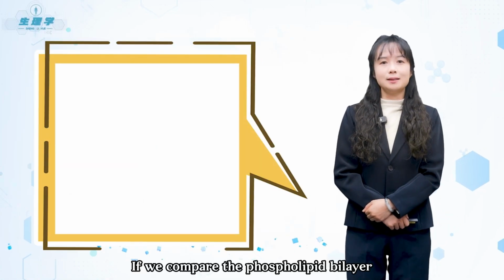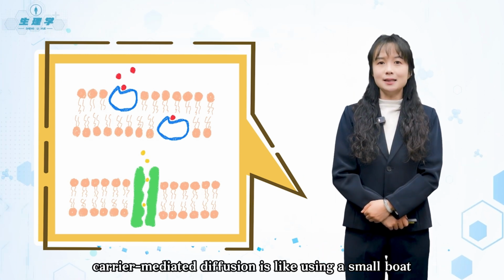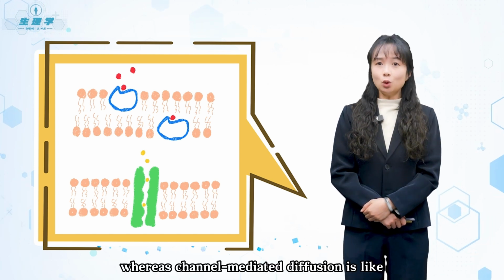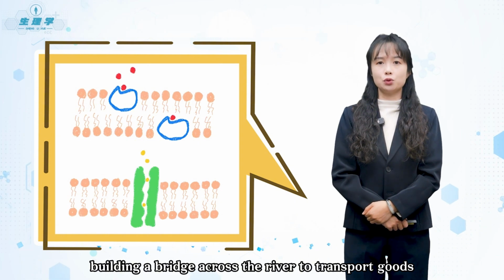If we compare the phospholipid bilayer to a small river, carrier-mediated diffusion is like using a small boat to carry goods between the banks, whereas channel-mediated diffusion is like building a bridge across the river to transport goods.